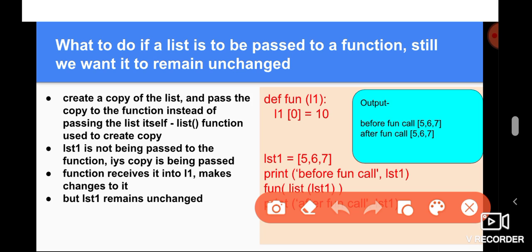Okay, as mentioned here, create a copy of the list. Suppose you are passing a list and you want it to remain unchanged in the main program even if the function is changing it. So what you should do is create a copy of the list and pass the copy to the function instead of passing the original list itself. Now the question arises, how do we create a copy of a list? For this we have the list function. Okay, what the list function does, it takes a list as an argument and creates a copy of that list.